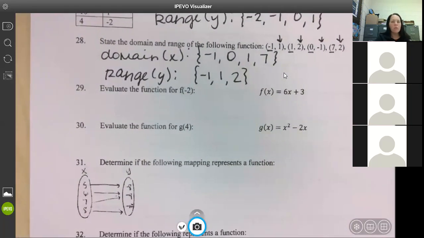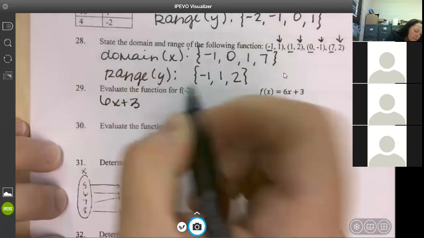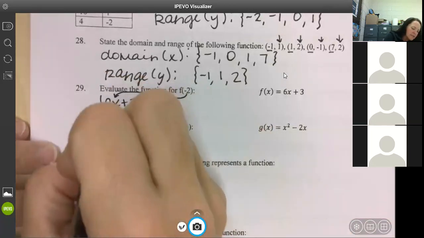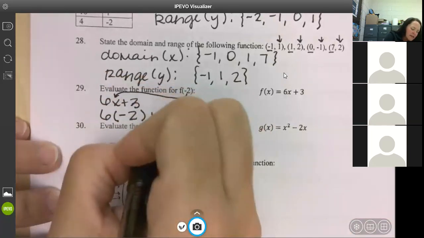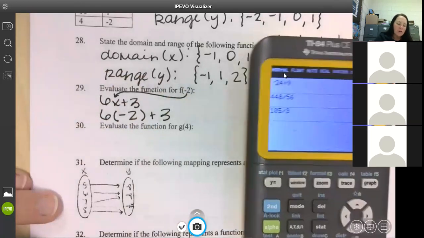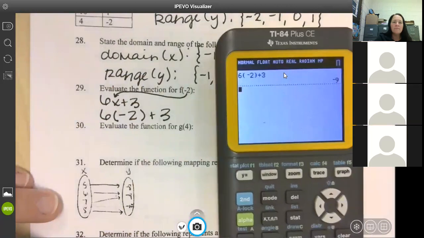All right. Evaluate the function. Remember, we're just plugging in. So what that means is we're going to write the function. And then we're going to put that -2 in. So 6 times -2 plus 3. Always use parentheses. You guys have your calculators. You just type it in like you see it. 6 parentheses -2 plus 3. What did we get?